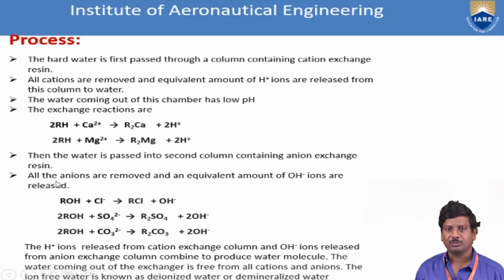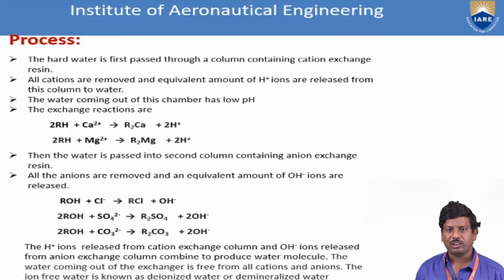That means ROH plus chloride gives rise to the resin with the chloride, releasing hydroxyl ions as a byproduct. 2 moles of ROH plus sulphate ions gives R2SO4 plus 2OH minus. And if carbonate anions are present, the anion exchange resin ROH reacts to give the resin carbonate, releasing hydroxyl ions. The H plus ions released from the cation exchange resin column and OH minus ions released from the anion exchange column combine to produce the water molecule.